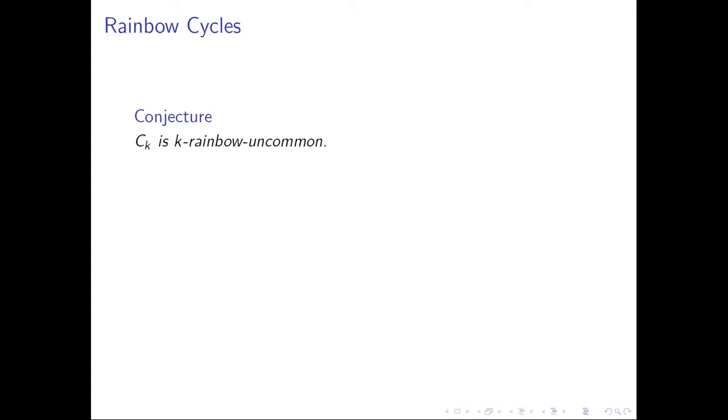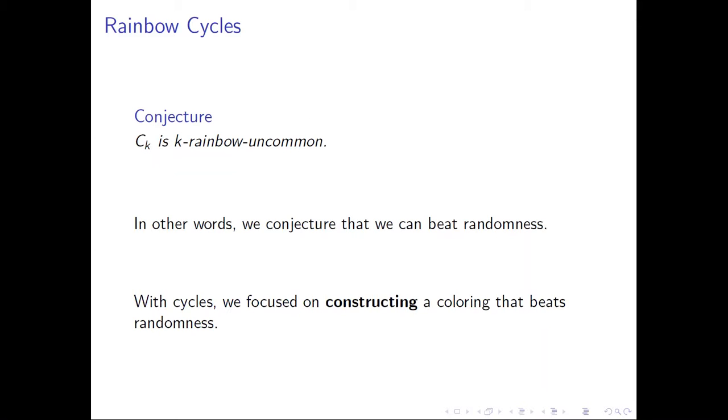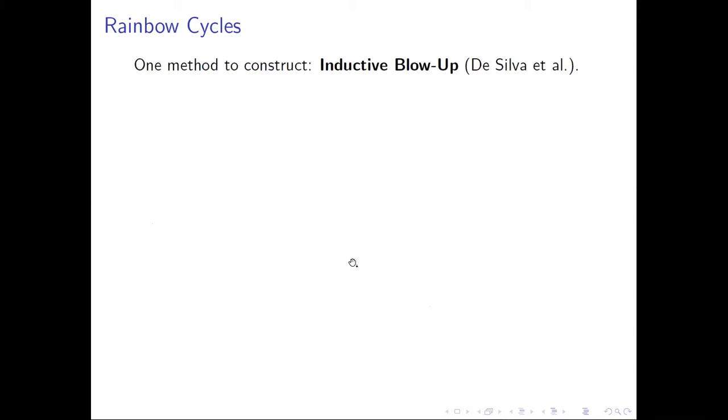We conjectured that Ck is k rainbow uncommon. So we have a large complete graph coloring it with k colors. The maximum number of Ck subgraphs beats randomness as n approaches infinity. We conjecture that we can beat randomness. Specifically, we focused on constructing colorings that beat randomness. One method of construction is the inductive blow-up method. Silva et al. described this in their paper, which is foundational for this topic of anti-Ramsey multiplicities.